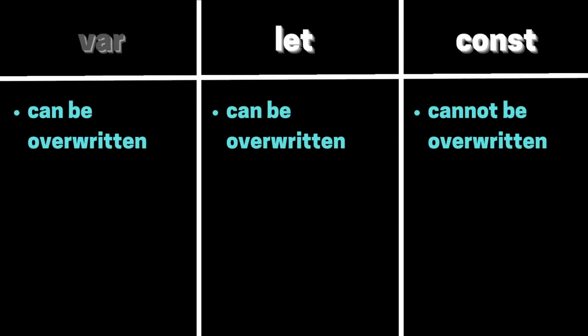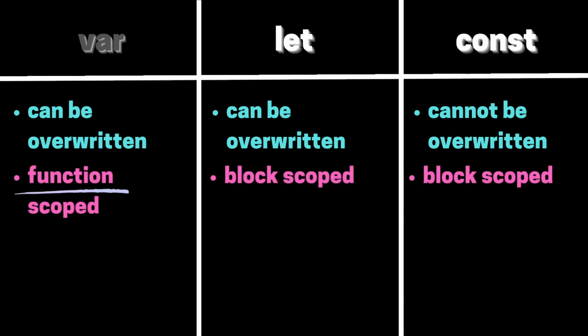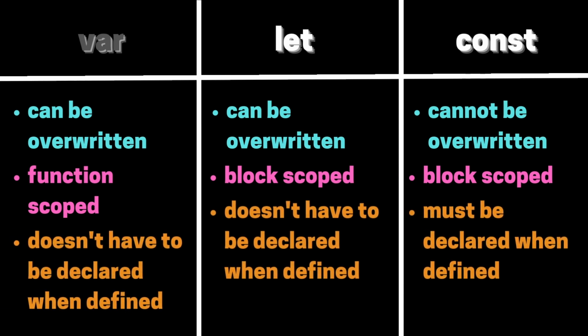Let's go through the differences between var, let, and const. Var and let can be overwritten, while const cannot, since it's a constant. Var is function scope, let and const are not. Const must be declared when defined, var and let do not have to be.